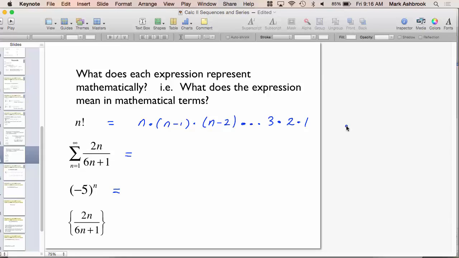You've got to be solid with factorials. When you see factorial, you think this. When you see n factorial, you think what I just wrote without having to write it. So it's just automatic. Okay?